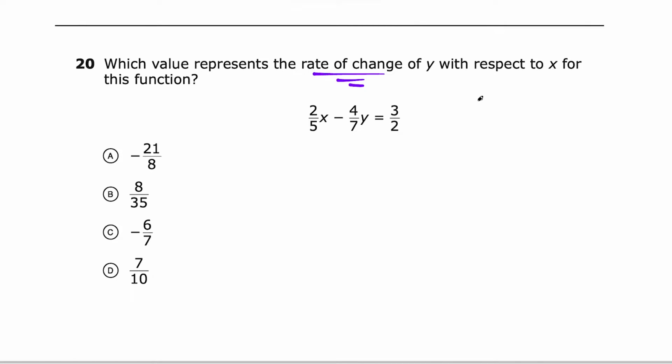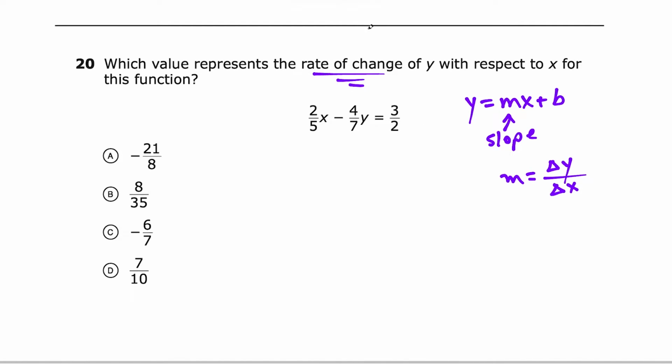So this is a linear function, and that means we should get this in the form y equals mx plus b in slope-intercept form because we want to identify the slope of this line. The rate of change of y with respect to x is a fancy way of saying slope, because the slope of a line we could say is y2 minus y1 over x2 minus x1, or we could say the change in y over the change in x. Okay, so that's just another way to interpret slope.